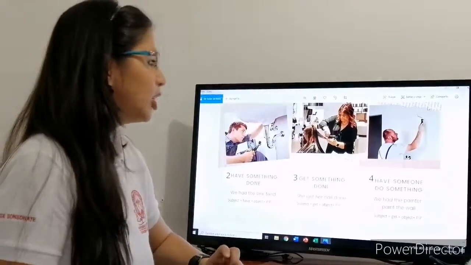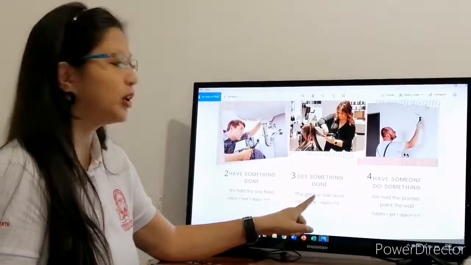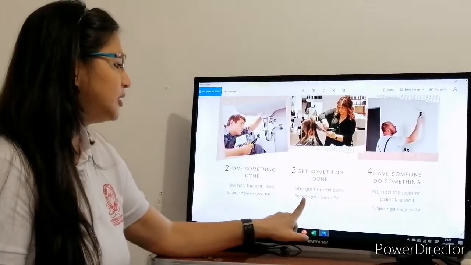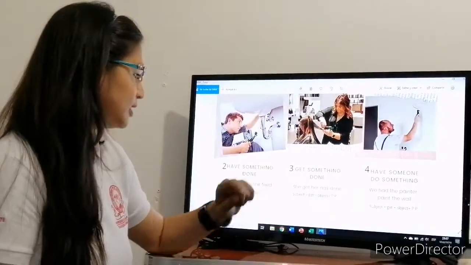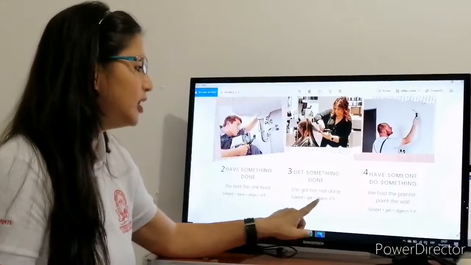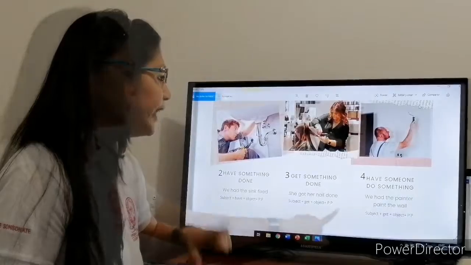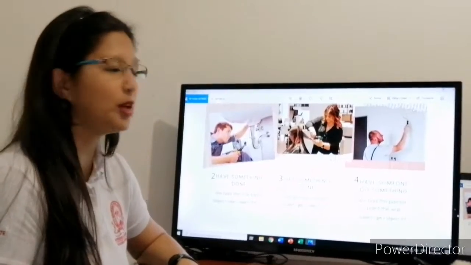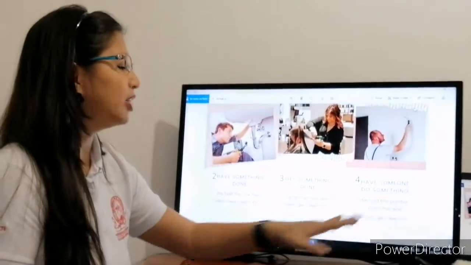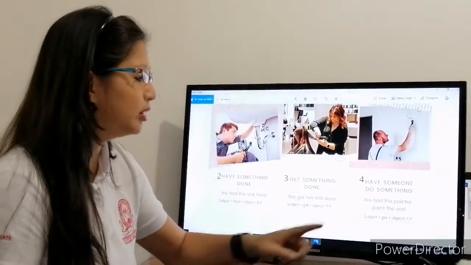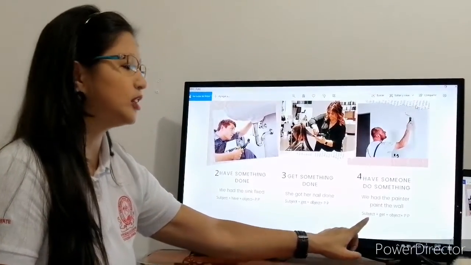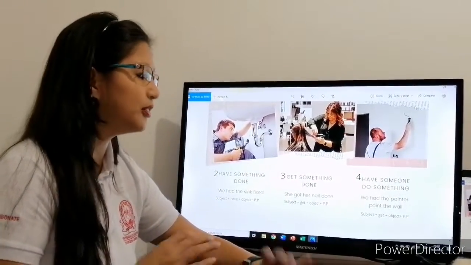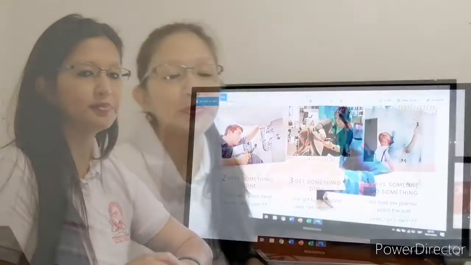The other form is get something done. So the subject goes first, then get, then the object and the past participle. And the last one is have someone do something. We had the painter paint the wall. Here always is the subject, then have, the object, and the verb in past participle.